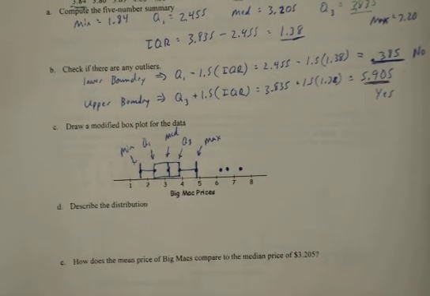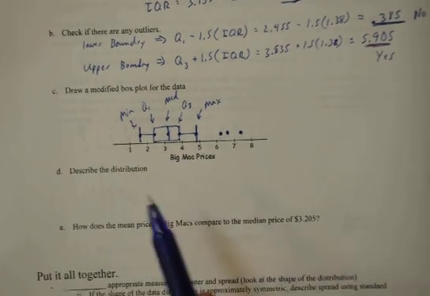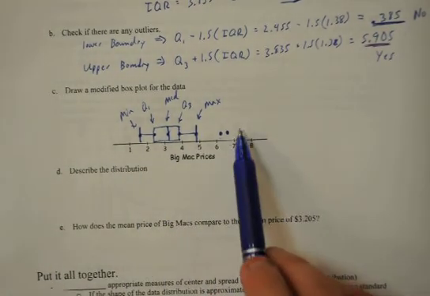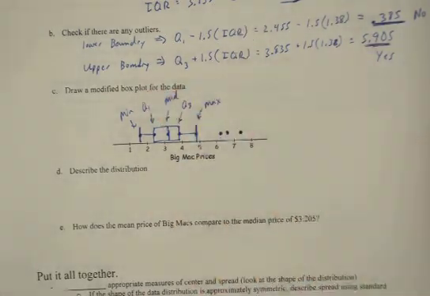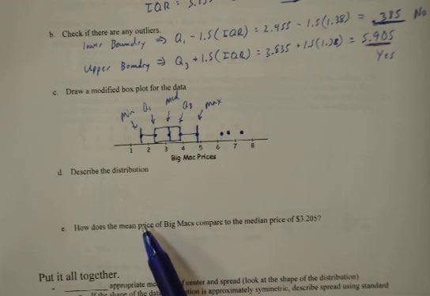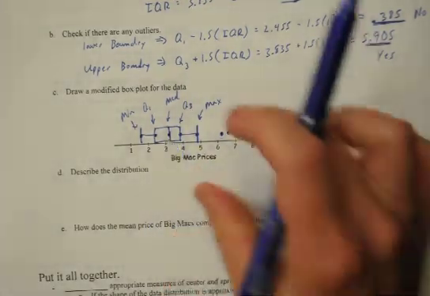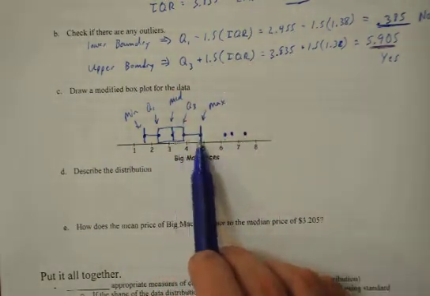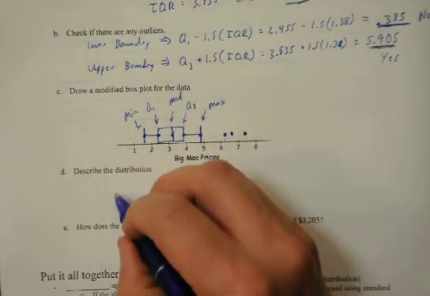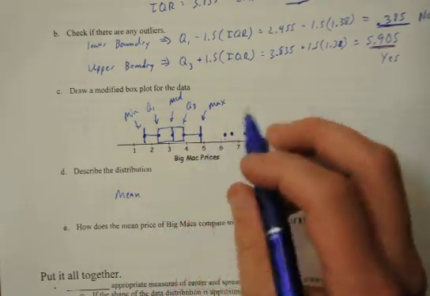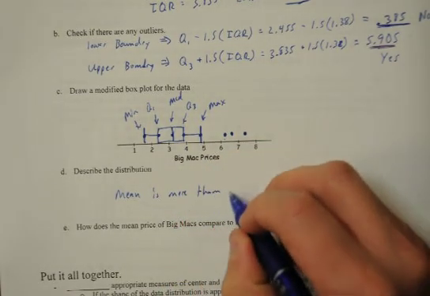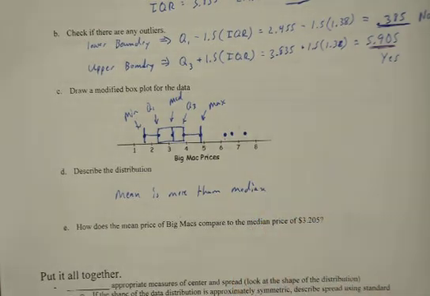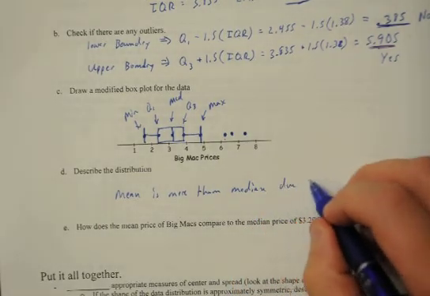I don't know. Describe the distribution. These points here are pulling the typical value in the positive direction. This is positively skewed. All right, the mean will be more than the median. So here's the middle, and the mean is going to be pulled this way. So the mean is going to be more than the median due to the outliers.